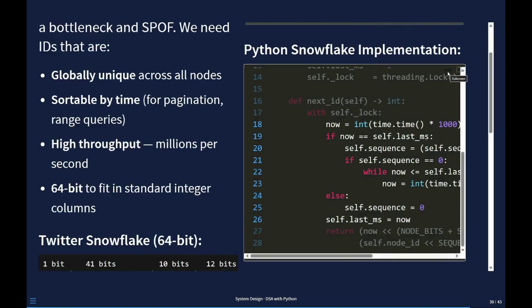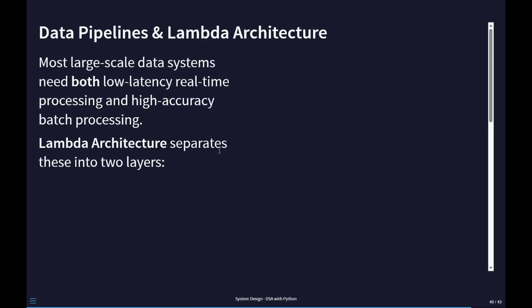Next. Large-scale data systems need 2 conflicting properties. They need accuracy, processing all historical data correctly, and low latency, showing near real-time results. No single system handles both perfectly. The Lambda architecture addresses this by running 2 parallel processing pipelines.